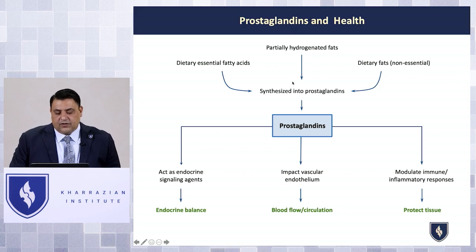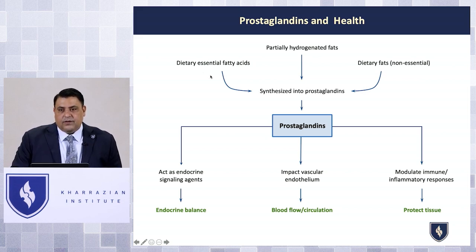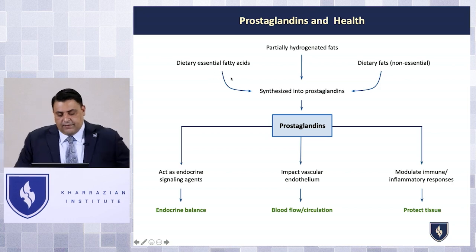There's lots of partially hydrogenated fats in there, right? And then dietary fats, like saturated fat: how much red meat, dairy, and fat products they eat. And then how many essential fatty acids they eat. Essential fatty acids would be things like olive oil, fish oil, nuts, seeds, healthy fats.